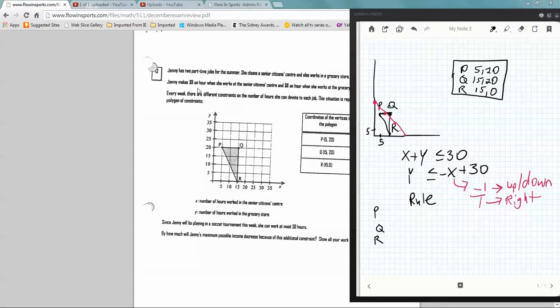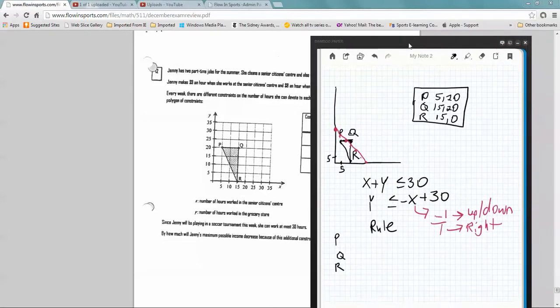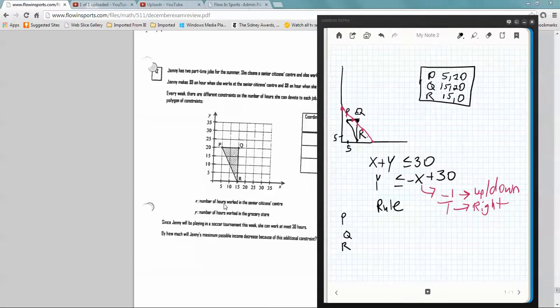Okay, so I'm reading this over here. And the question is, is 9 the X or the Y? X is senior citizen. So the rule is 9X plus, and she makes $8 an hour working at the grocery store. And the grocery store is the Y. So the rule is 9X plus 8Y.